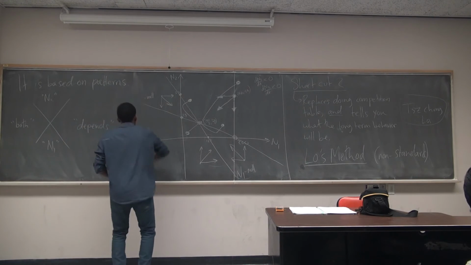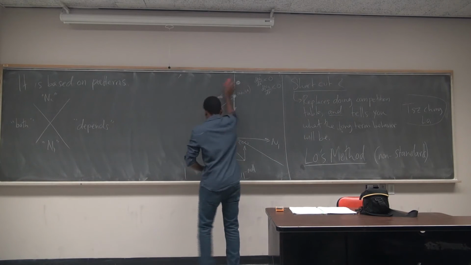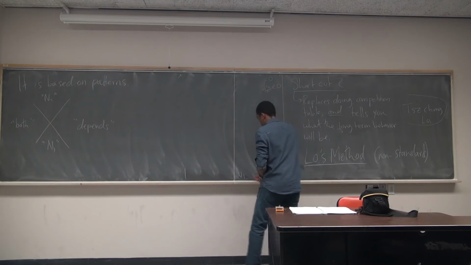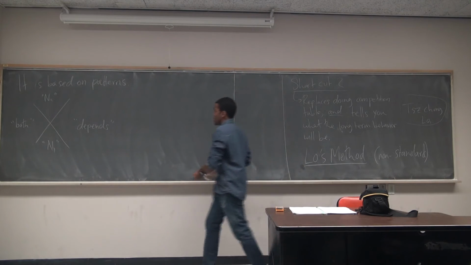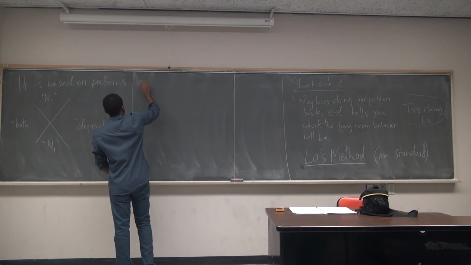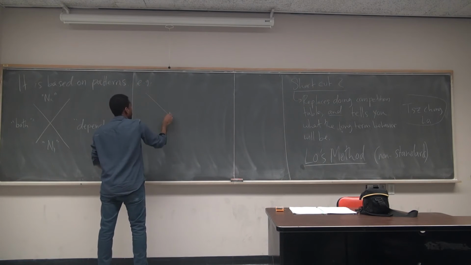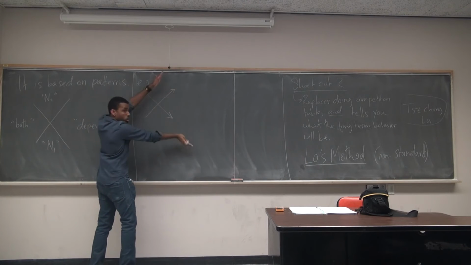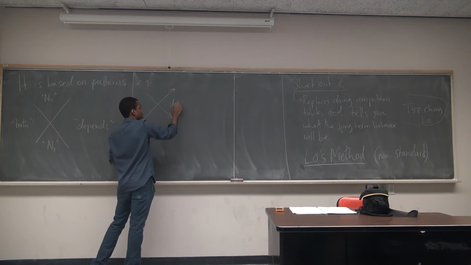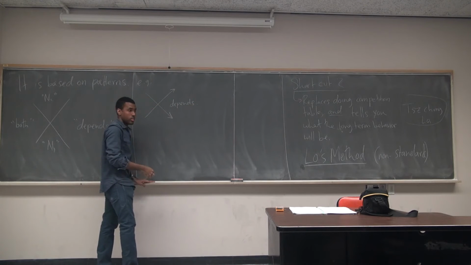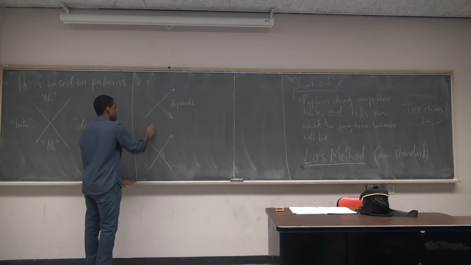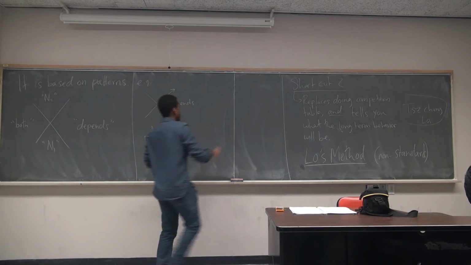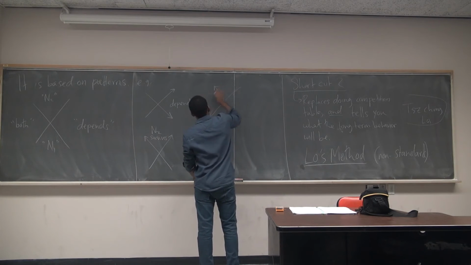So for example, if you have two arrows doing this, notice that they point that way. This gives you the depends. Or if you have two arrows doing this, this means N2 survives. If you have two arrows doing this, it means both survive.